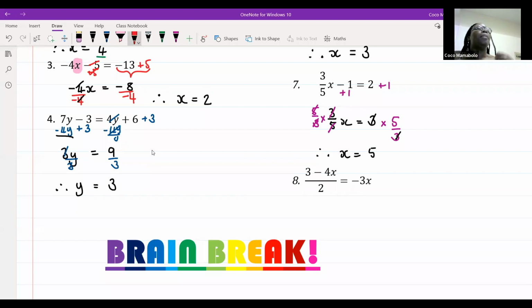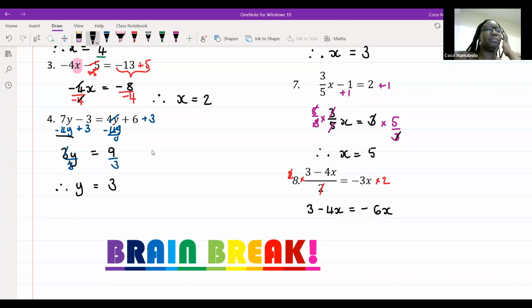In this case, because we only have a fraction on one side, we can just get rid of it by multiplying by it on both sides. So I'm going to multiply by 2 on this side. And then I'm also going to multiply by 2 on that side. 2 and 2 will cancel. And then what I'll have left is 3 minus 4x is equal to negative 3 times 2, which is negative 6x.